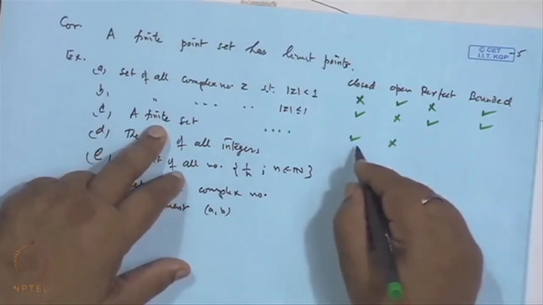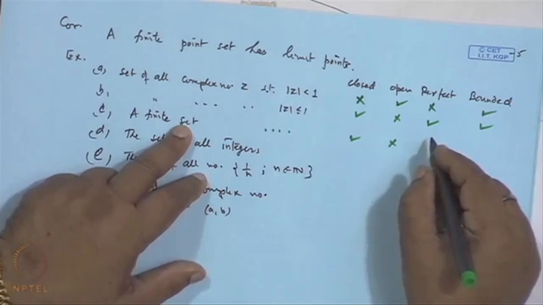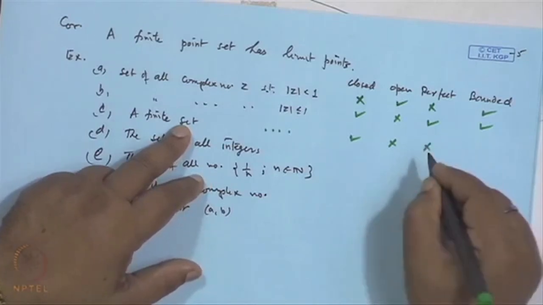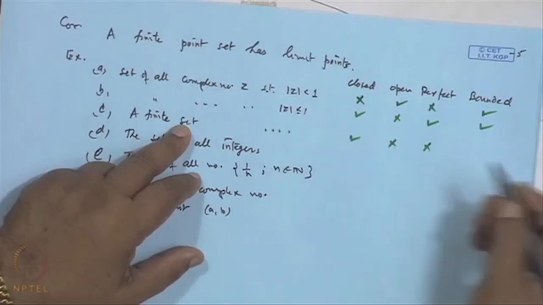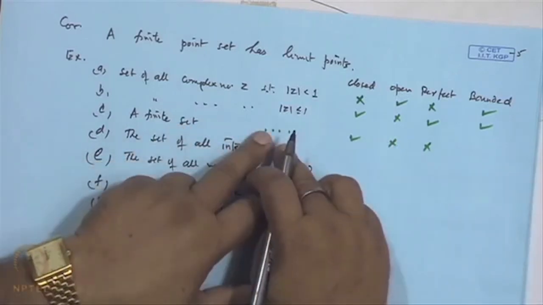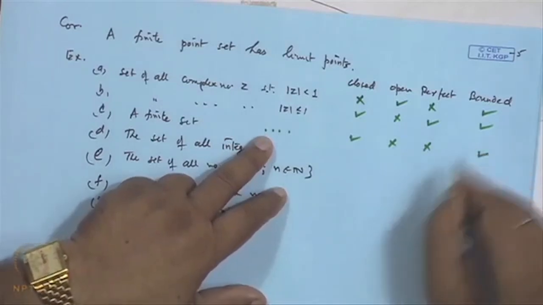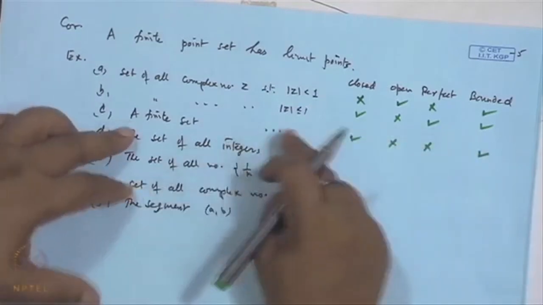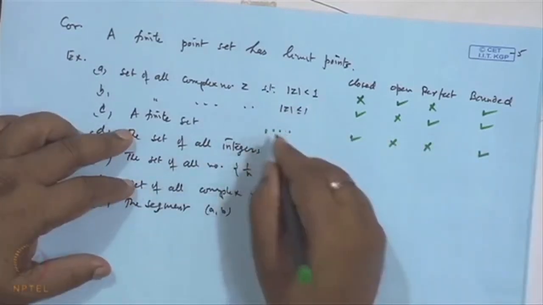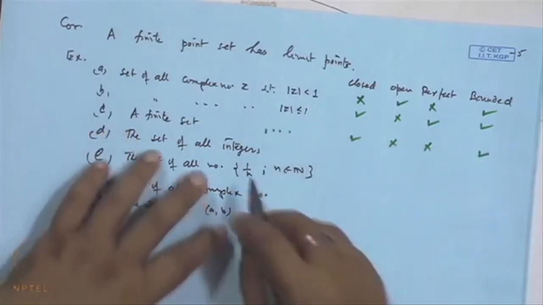Since it is closed but has no limit point, we can say this set is not perfect, because in a perfect set every point must be a limit point. It is closed, but every point of P is not a limit point, so it is not perfect. And of course, it is bounded, because there are only a finite number of points, so we can find the distance from a particular point and find an upper bound, so that this is bounded.